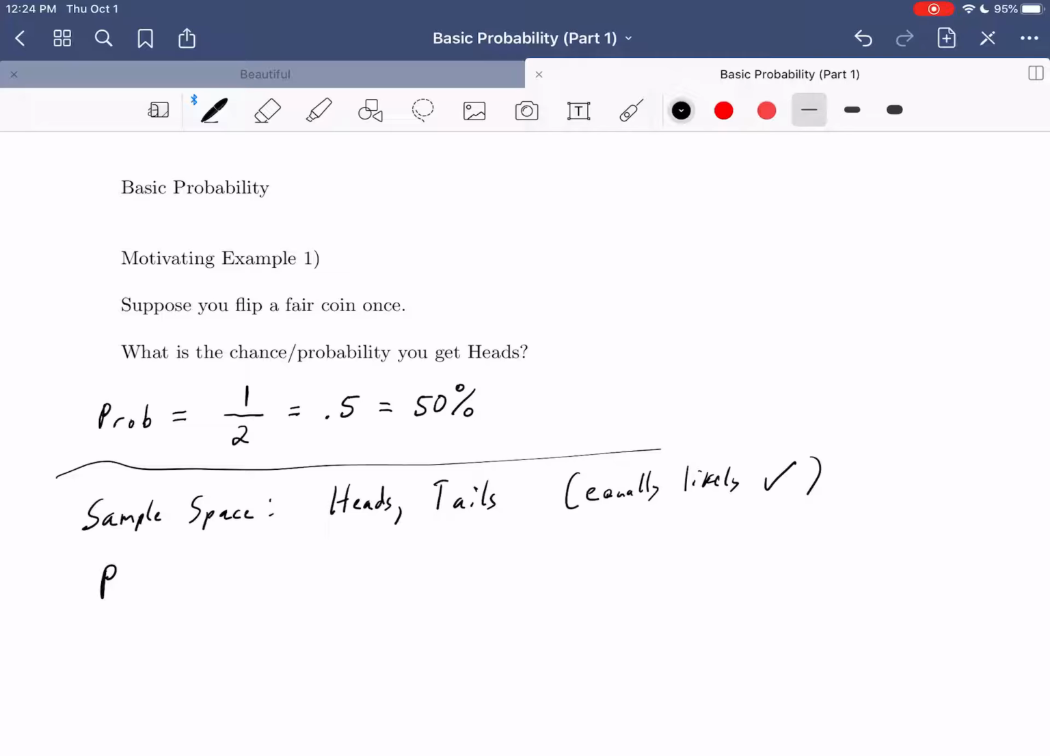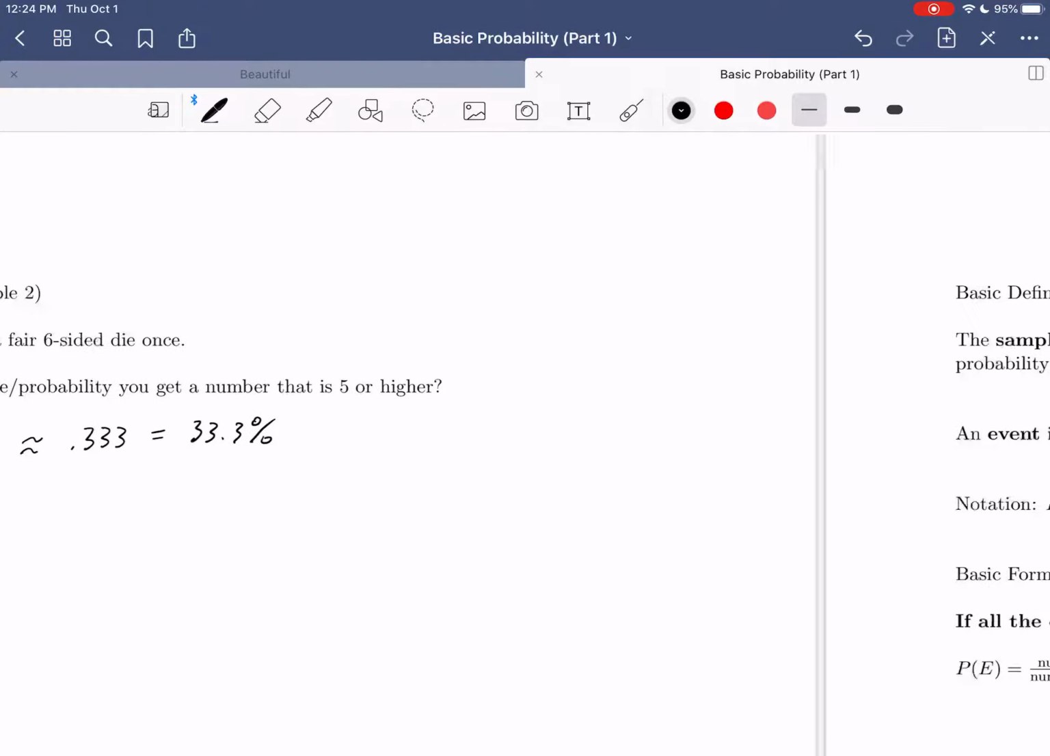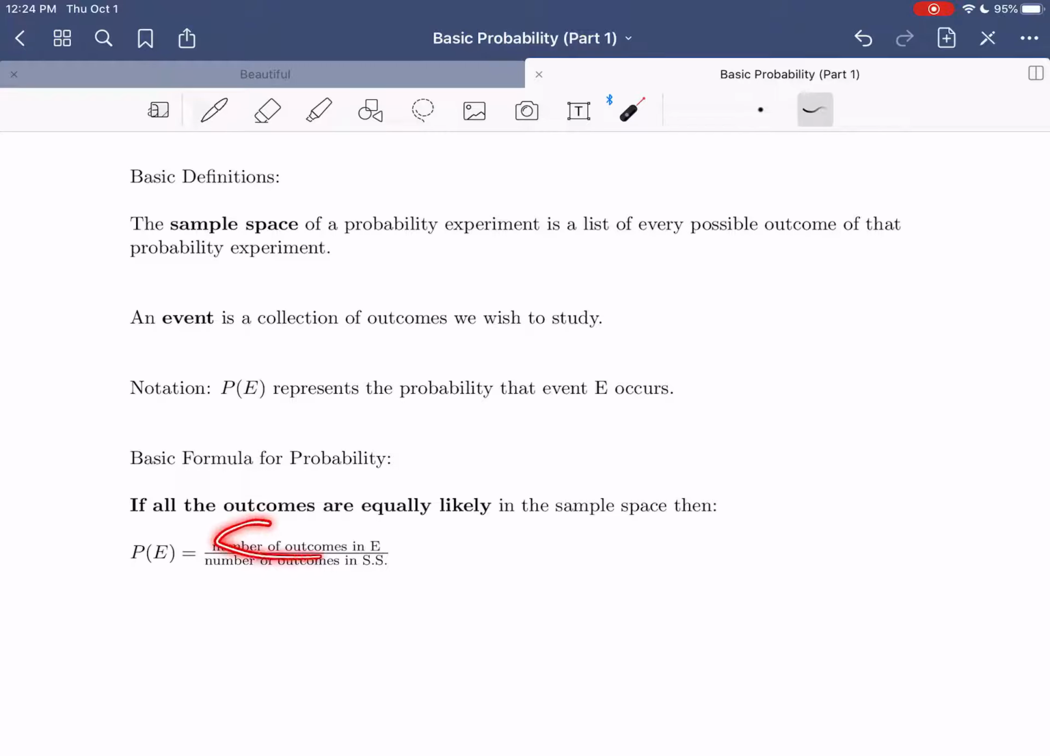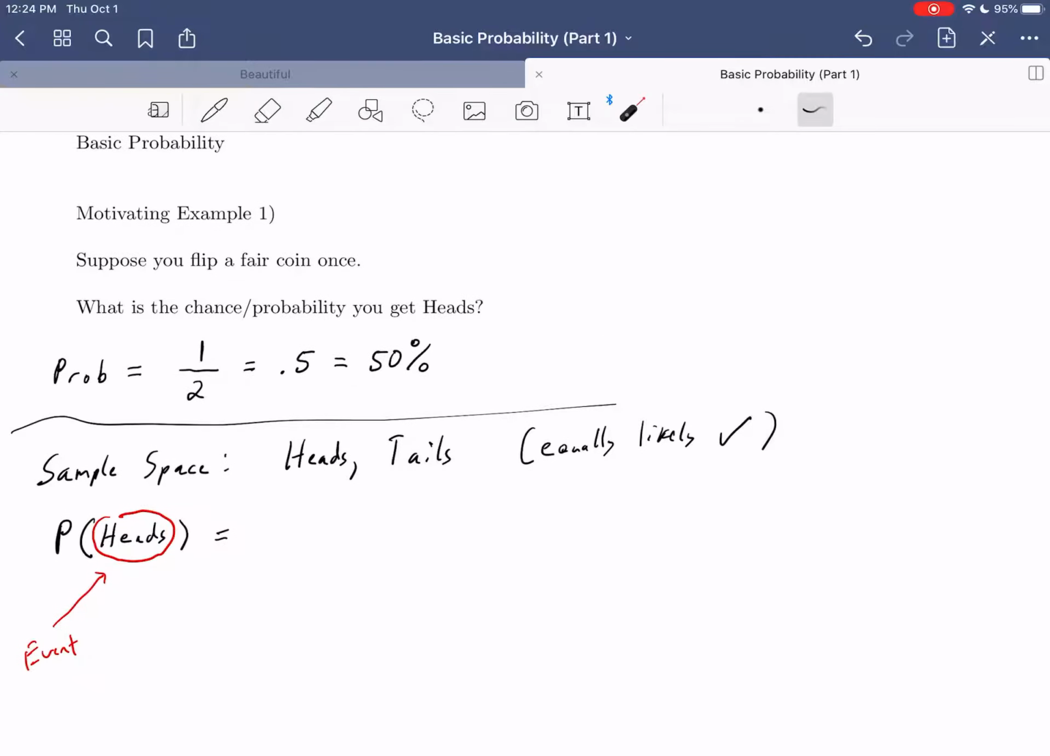Well, we'd say the event that we were interested in was that we get heads here. So we'd say probability of heads, and this thing in here is the event that we're studying in this problem. According to this formula, we'd ask how many ways there are for that event to occur and divide that by the number of outcomes in the sample space. Of course, we're able to use this formula because all the outcomes are equally likely. We just confirmed that.